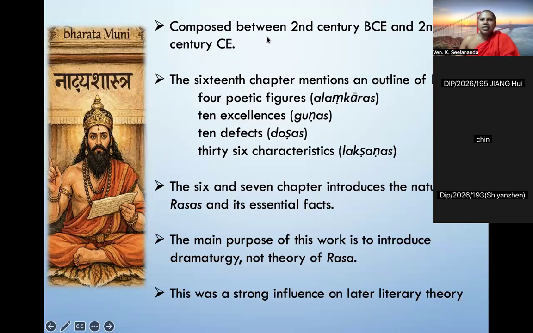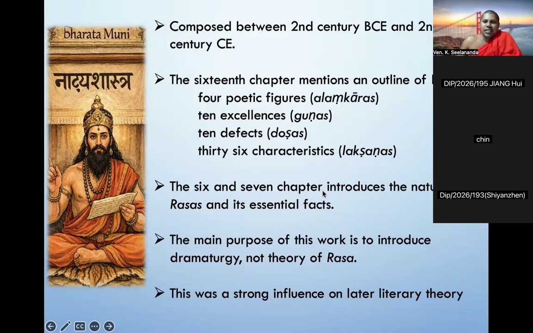Bharata Muni's Natya Sastra was composed between the 2nd century BC and the 3rd century CE. The 16th chapter mentions an outline of poetics. He mentions 4 poetic figures or alankaras, 10 excellences, excellences means gunas, 10 defects, defects means dosas, and 36 characteristics, lakshanas. Characteristics or lakshanas means the special components of the drama.